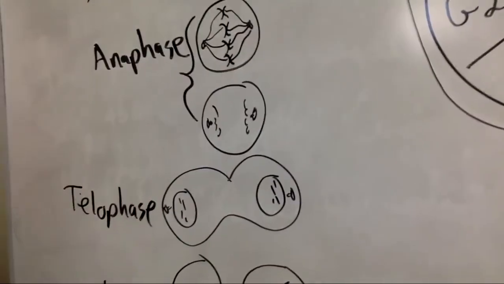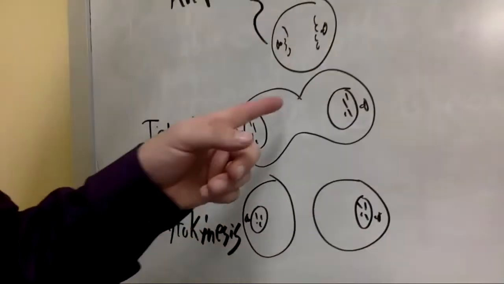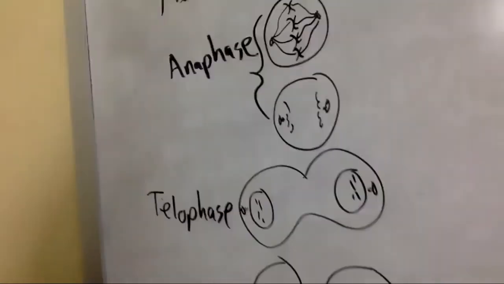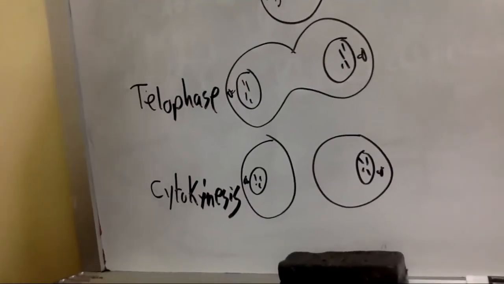And then the last step is not on the list on our page yet, but cytokinesis is when the cell splits in two. That is not part of mitosis. Mitosis stops here, and then cytokinesis splits.